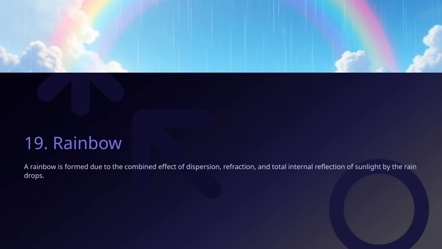The combined result of these processes, dispersion, refraction, and internal reflection, creates the beautiful, colorful arc we see as a rainbow. It's amazing how these physical effects work together to produce such a stunning and familiar natural display, connecting the principles of optics to everyday wonder.